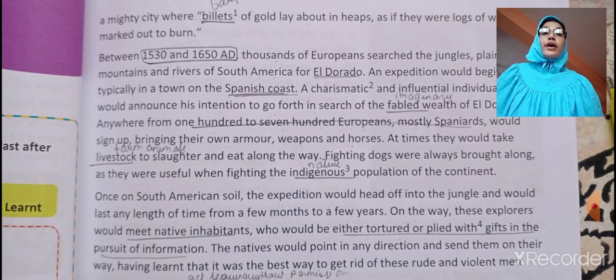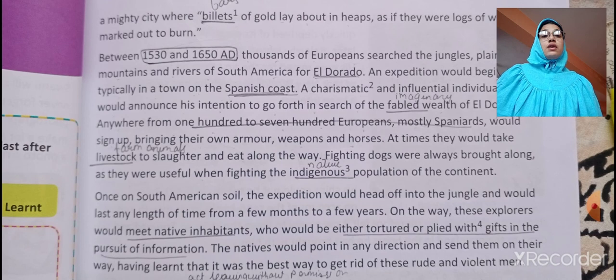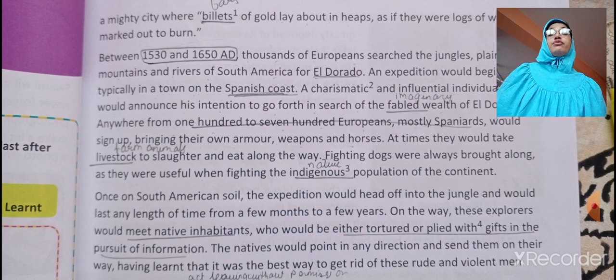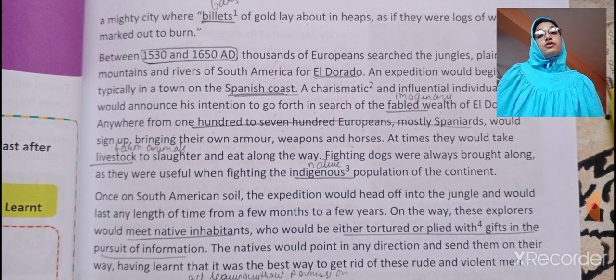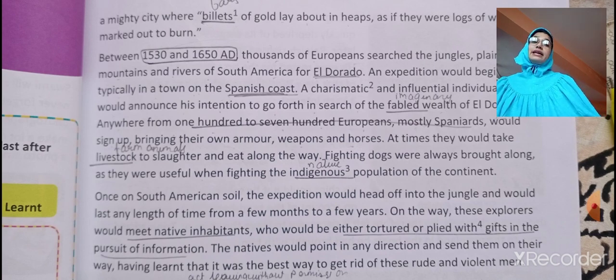The natives would point in any direction and send them on their way, having learned that it was the best way to get rid of these rude and violent men. Now, what did these people used to do? If they were tortured and wanted to get rid of these people who kept coming again and again asking about El Dorado and the way further, they used to point in any direction and misguide them so that they could get rid of these rude and violent men.